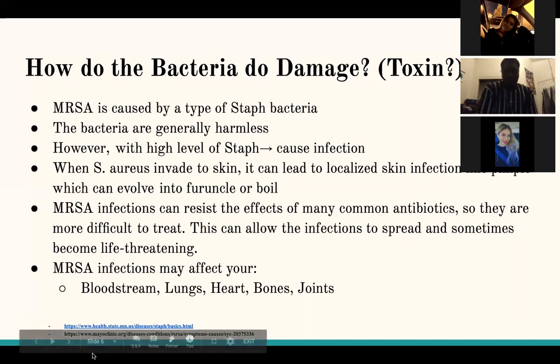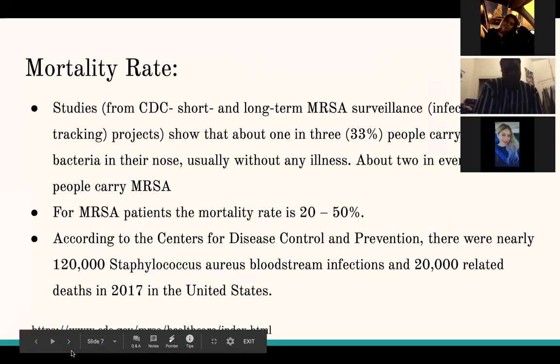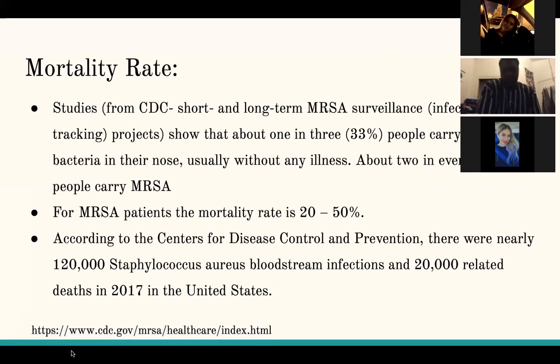MRSA infection may affect your bloodstream, lung, heart, bone, and joint. The mortality rate study from CDC shows that about 1 in 3 people carry S. aureus bacteria in the nose, usually without any illness. About 2 in every 100 people carry MRSA. For MRSA patients, the mortality rate is from 20 to 50%. According to CDC, there were nearly 120,000 Staphylococcus aureus bloodstream infections and 20,000 related deaths in 2017 in the US.